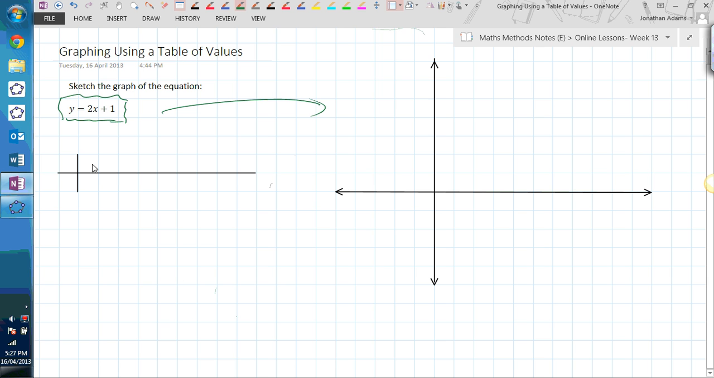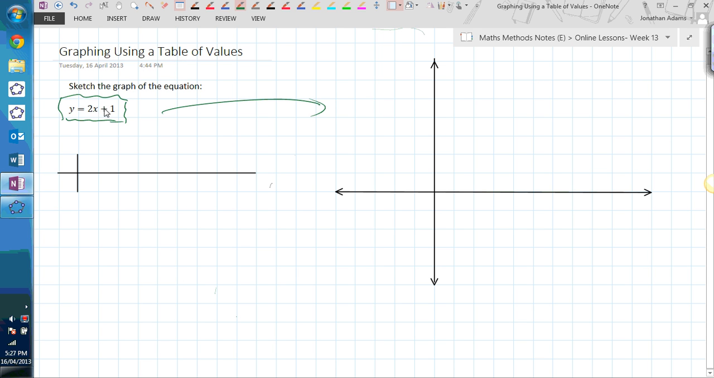So in many ways, the table of values is really good because it's easy. In some other ways, though, this is not going to be the best method. It's actually going to be a slow method, but it's a good starting point for understanding how to draw a graph. And as we move on, we're going to try and look for more efficient ways of graphing equations. So let's get into it.